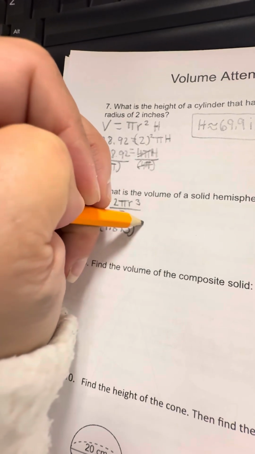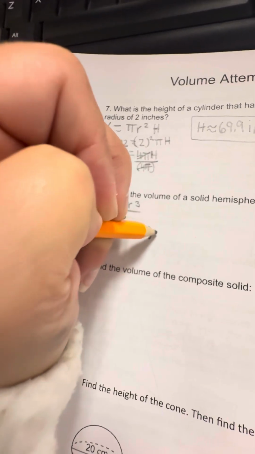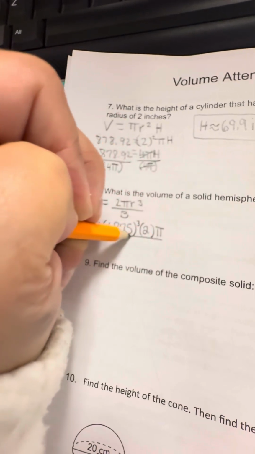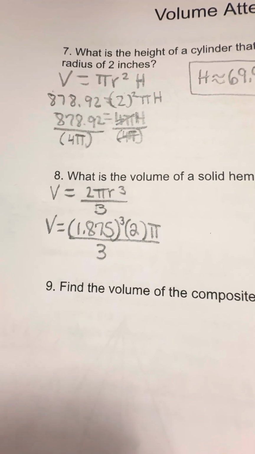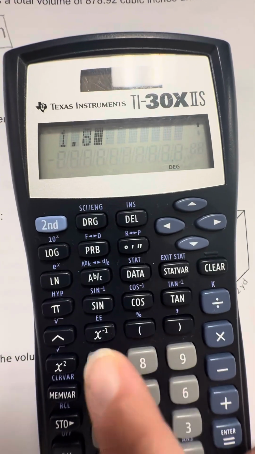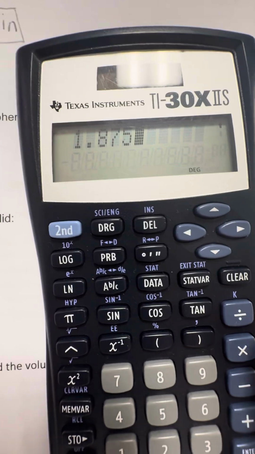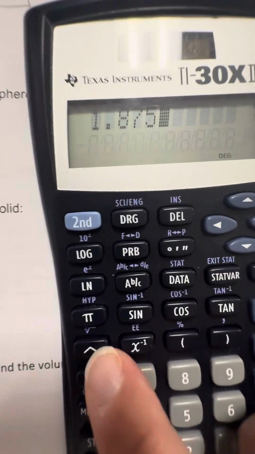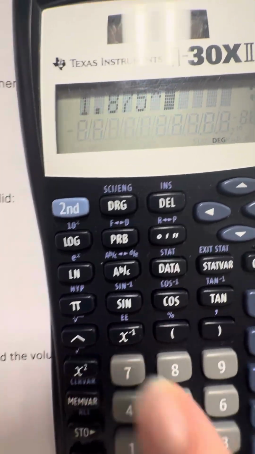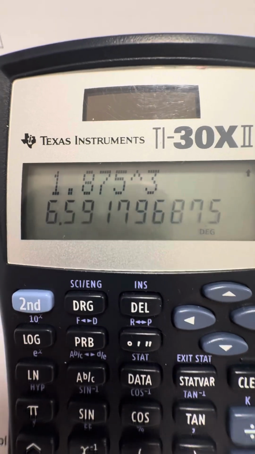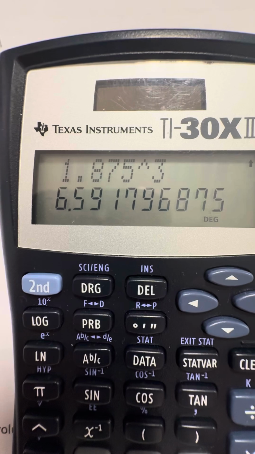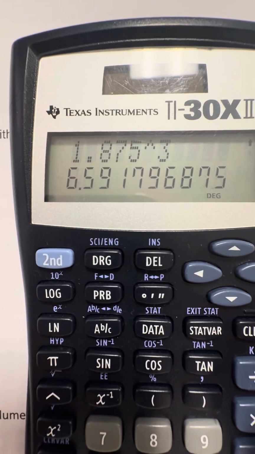And then we're going to multiply that times the 2, then times pi, because we do want to do exact and approximate. So we are going to need to use that pi number or the symbol. So we're going to do 1.875, that's the radius. And we're going to do to the 3rd power. So on this calculator, we're going to use this button right here. Put that in there and then type in 3. That's to the 3rd power. And we're going to get this 6.59, blah, blah, blah, blah. It's a terrible number. But we're going to use that.